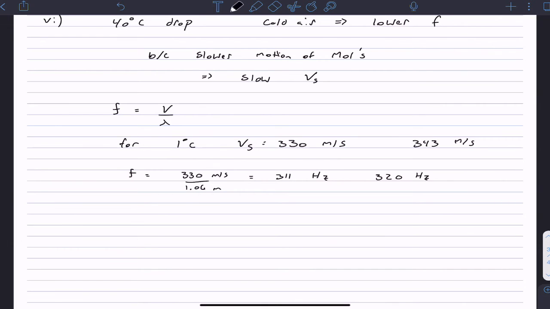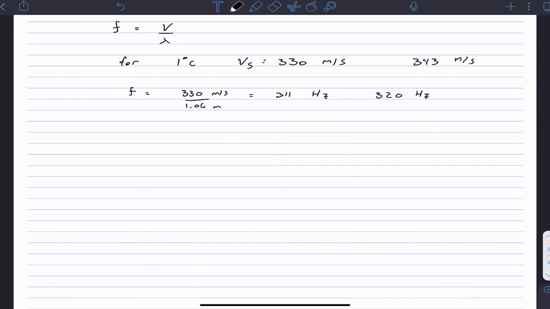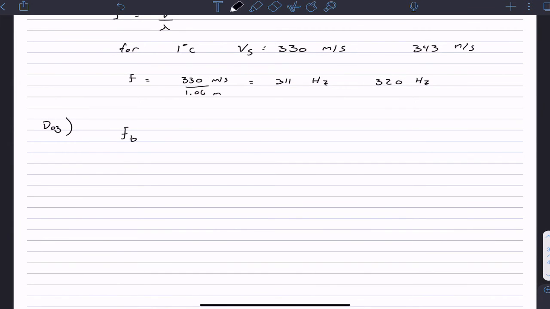A violinist tuning her A string is listening for beats with a tuning fork of frequency 440 hertz. She hears a beat frequency of 4 hertz. What's the frequency of the mistuned A string? Okay, so we have a relationship that we can use as usual. We have 1 over the period of the beat. We could maybe use that.